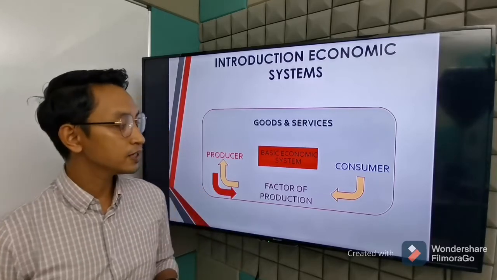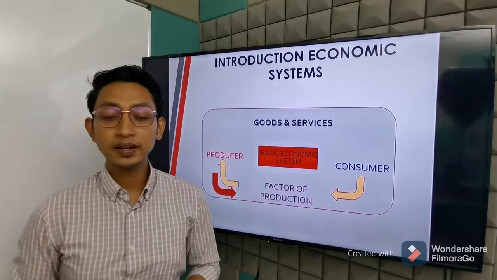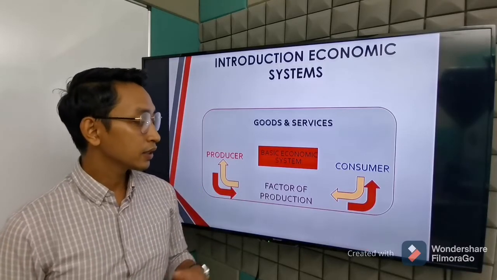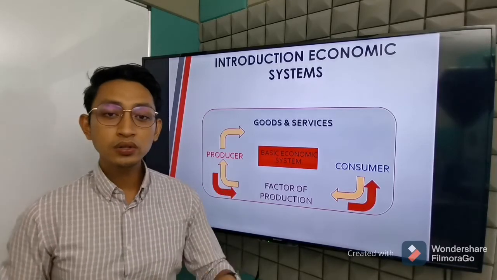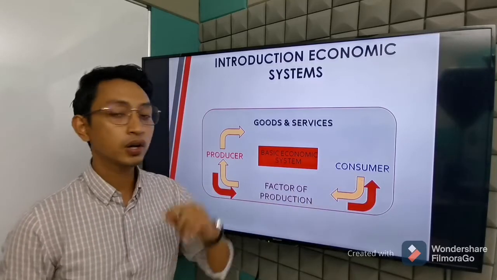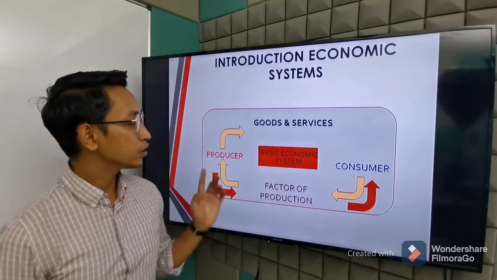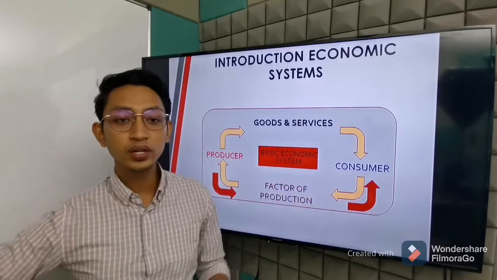Okay, so that is the first function of consumer. Then what about producer? What is the function of producer? Remember, guys, producers use all the resources or factors of production supplied by the consumer to produce goods and services. Okay, so they will supply goods and services to the consumer.